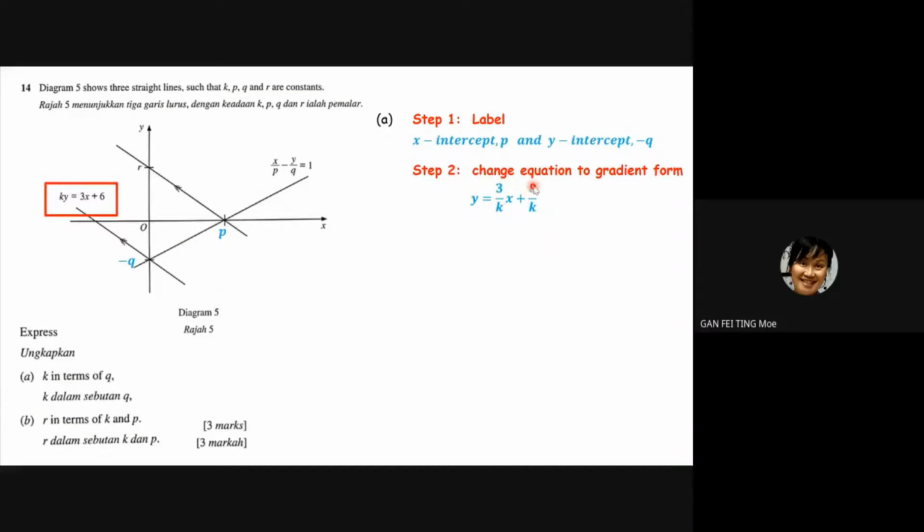This is your gradient. This is your y-intercept. Then click compare. So compare, finally you got the answer. Okay, now we go to B. What's the B asking for? R in terms of K and P. R is here, in terms of K and P.